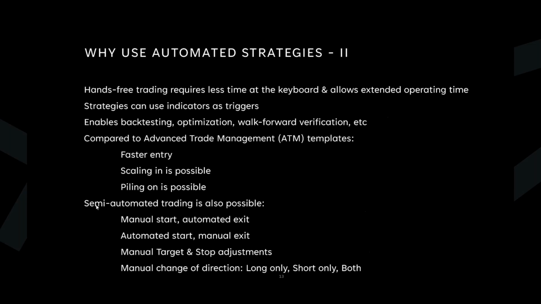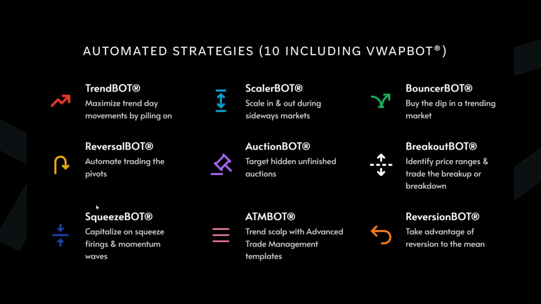You can start manually and have the bot turn it off at the right closures, or you can have it automatically start and do your own exit manually. You can always tweak the targets and the stops on the chart, and you can also change your mind about long only, short only, both directions, etc. So there are lots of benefits to automated strategies.